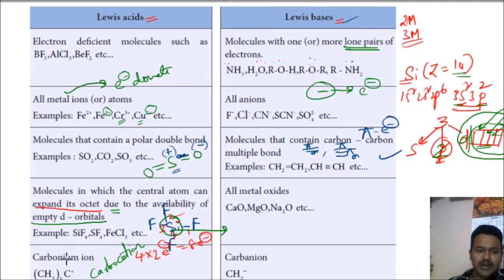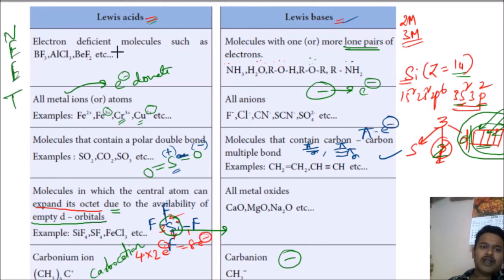Carbocation has a positive charge, and positive charge means electron deficient, so it is a Lewis acid. Carbanion again has a negative charge, meaning it is an electron-rich species, so it comes under Lewis bases. So read carefully. It is a point-wise concept, and understanding it means this can also come in the NEET examination.